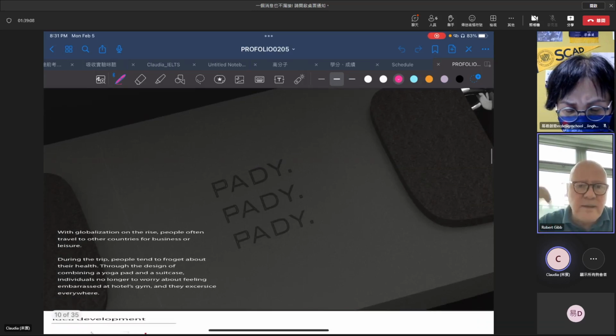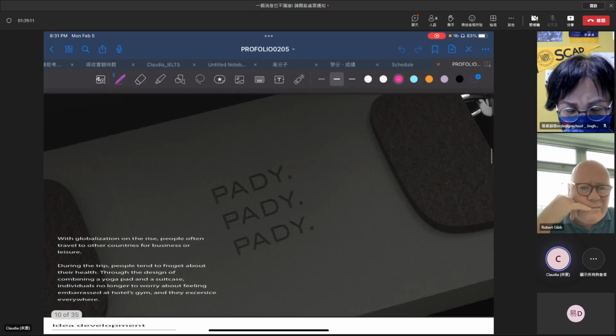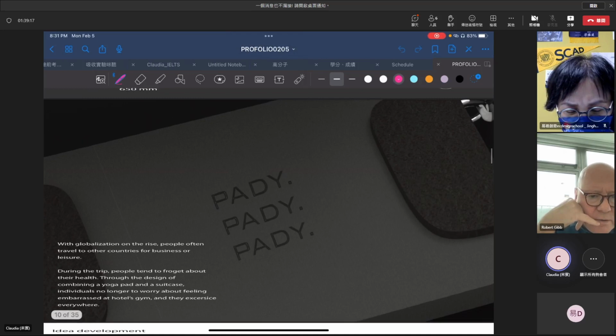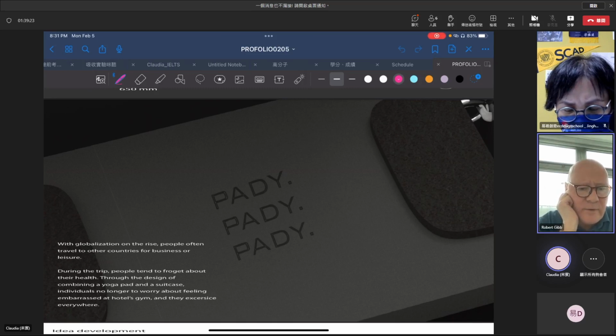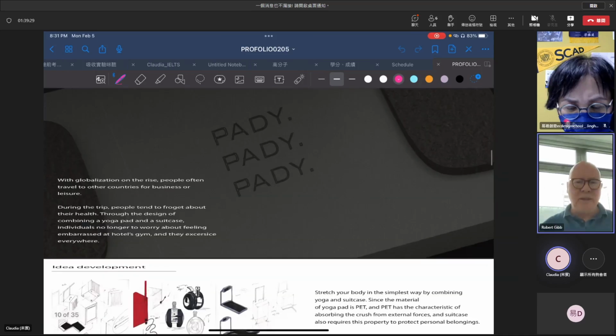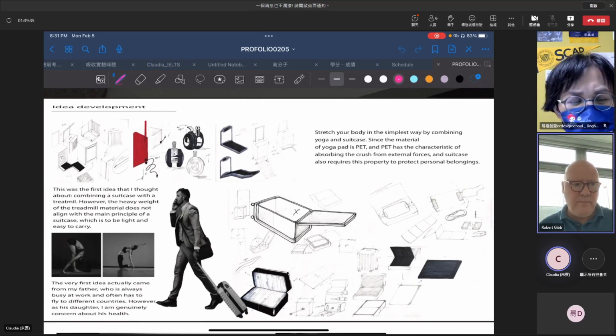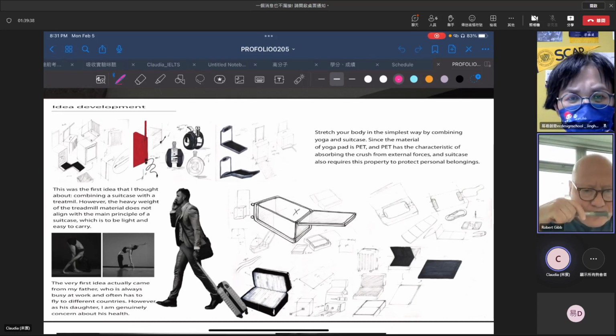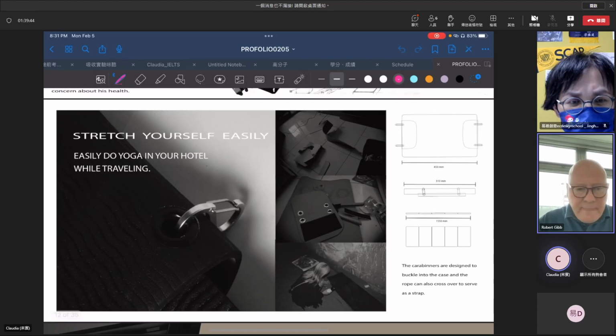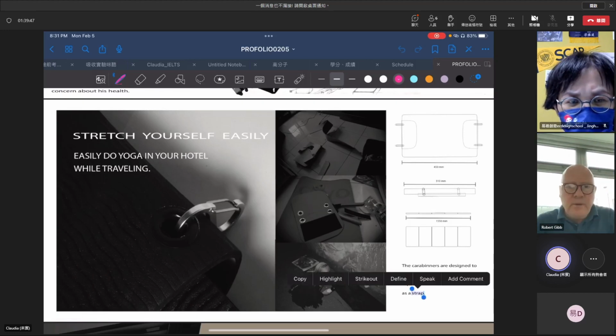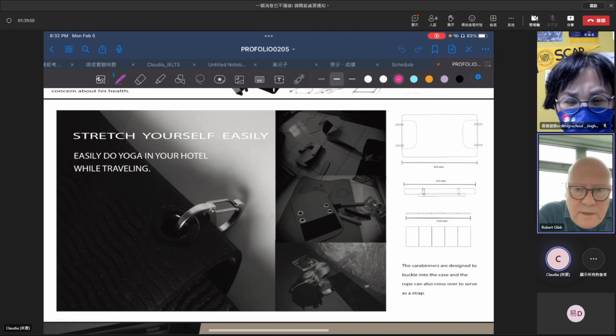And this is the next project. A yoga pad. Oh, okay. Okay, so go to the next slide. Okay, the next slide. Right, okay, so yoga pad. Okay, so the pad.